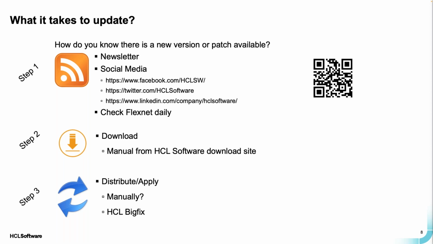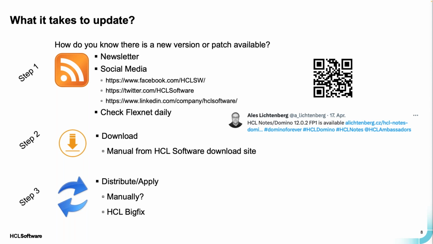And traditionally, the way to get to know about any Domino update or fix pack being available is, for instance, by signing up to an HCL newsletter or follow HCL on social media, or maybe even checking our FlexNet download site once per day, as Aleš Lichtenberg seems to do every day. At least he's quite active on social media, posting when updates are available. But I think we all have better things to do than checking a software download site every day.